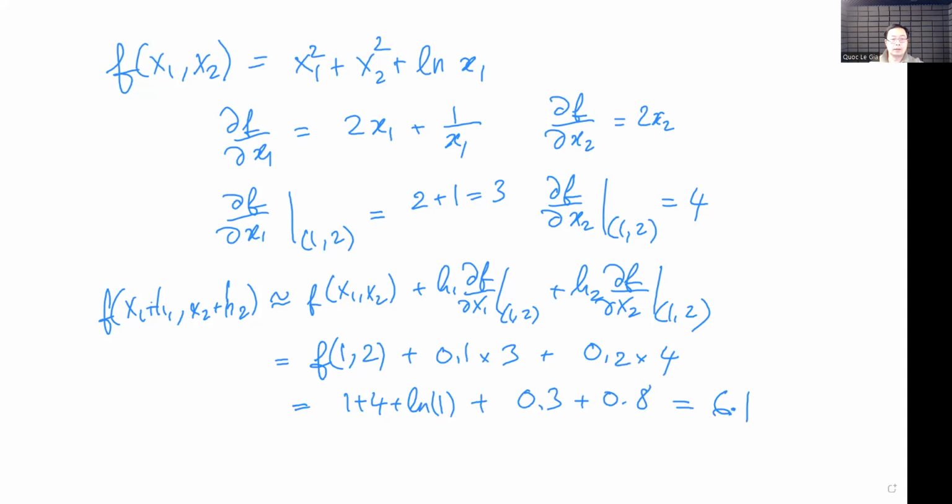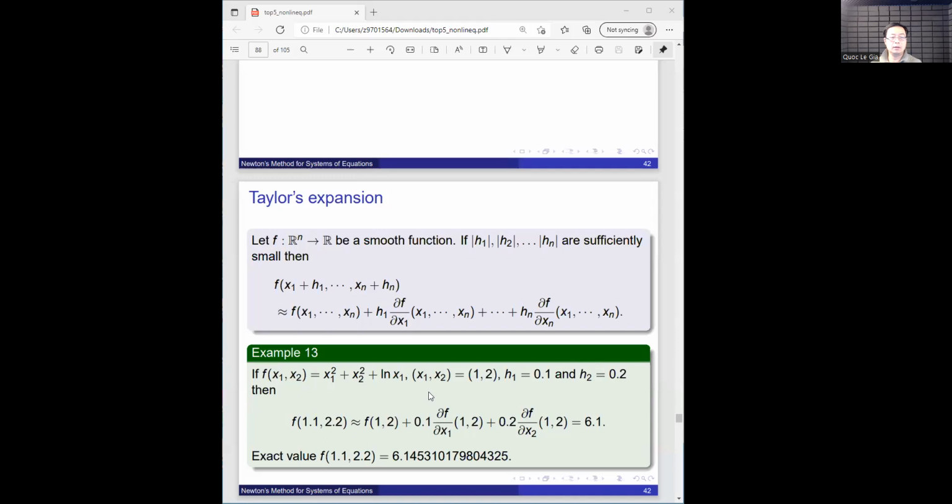So if you go back to the slide, because I skipped the partial with respect to x1, I skipped some calculation here, but essentially you can fill it in and it will equal 6.1. And the exact value, when you plug it directly into the formula, will be 6.1453 something. So you see your approximation is correct up to the first digit after the dot. For the first derivative, I think it's good enough.